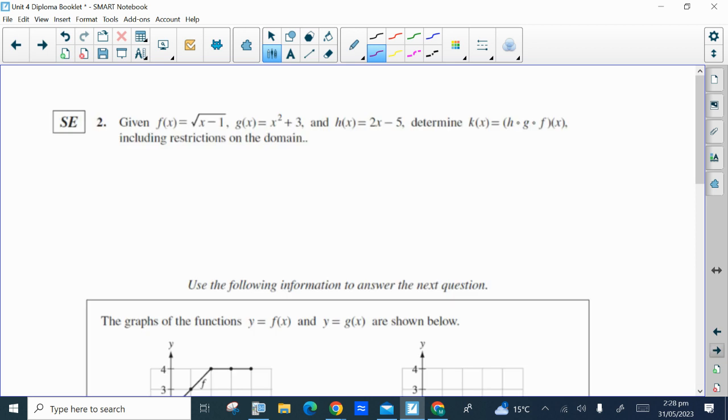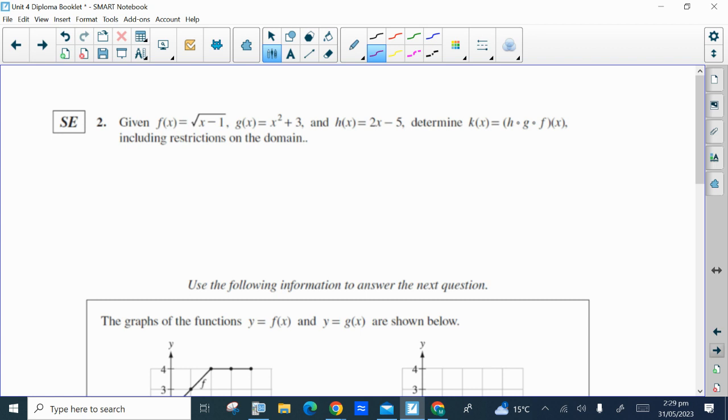Number 2, now it says SE beside it, which means this is a standard of excellence question. On the diploma exam, there's a certain number of questions that fall in the standard of excellence category. I forget what the percentage is, somewhere around 15 or 20% if I remember correctly. But so given f at x equals the root of x minus 1 and g at x and h at x, determine k at x, which is HOGOF at x.